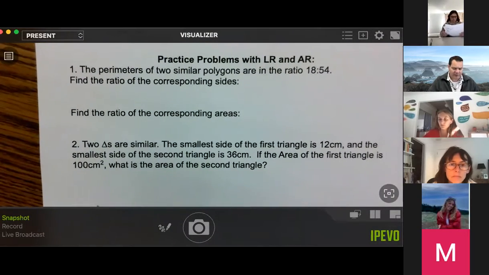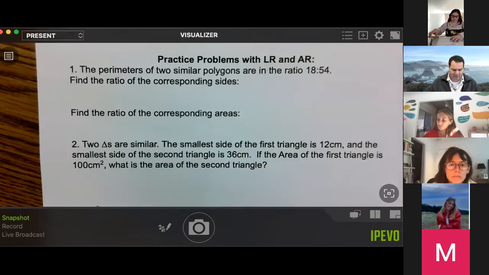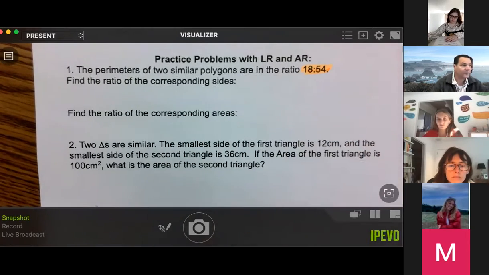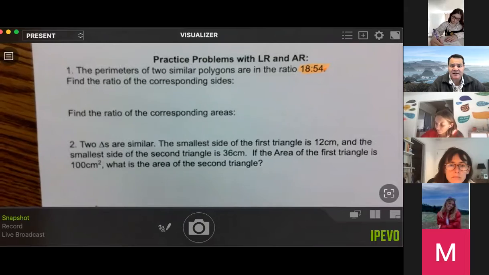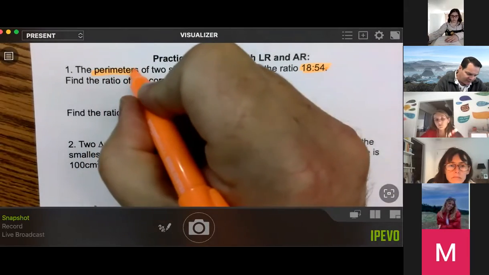Page 2, we'll start with just if the perimeters of 2 similar polygons are in a ratio of 18:54, find the ratio of the corresponding sides. So they're giving us a ratio. And the question is, do we have to adjust it, or is that it? They told us this has to do with the perimeter.